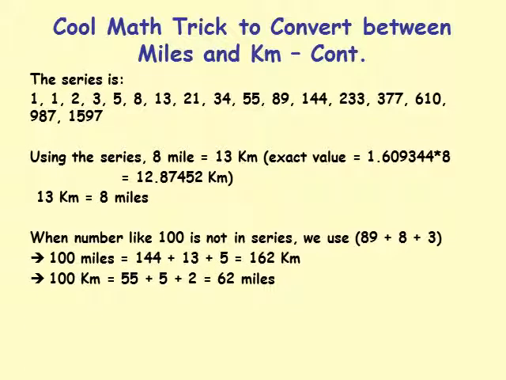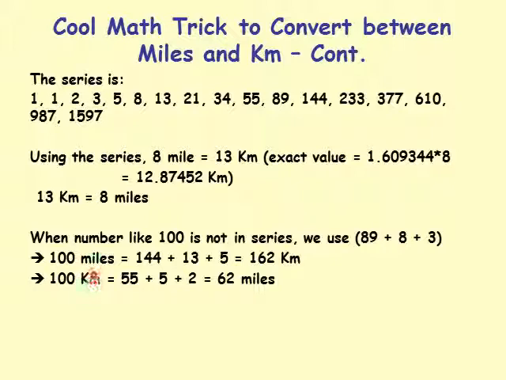So to convert 100 miles to kilometers, we take 89 here, and 1 to the right is 144. We use 144. Next, the number 8. 8 is here, 1 to the right is 13. We use 13 here. Next is 3. 3 is here, the number to the right is 5, so we use a 5 here. We have 144 plus 13 plus 5 is 162. So 100 miles is equal to 162 kilometers.